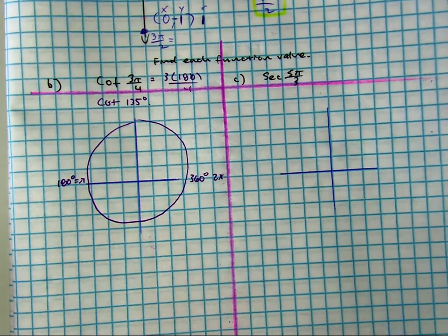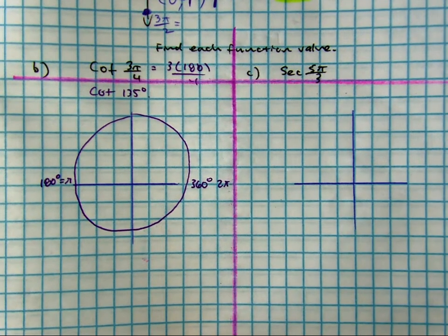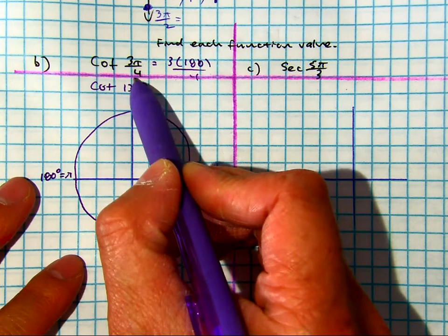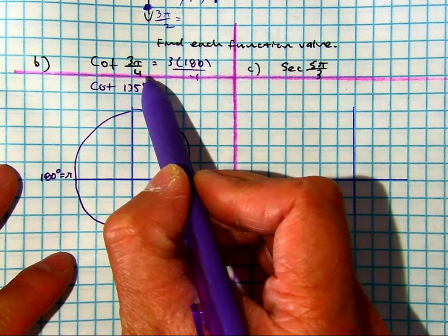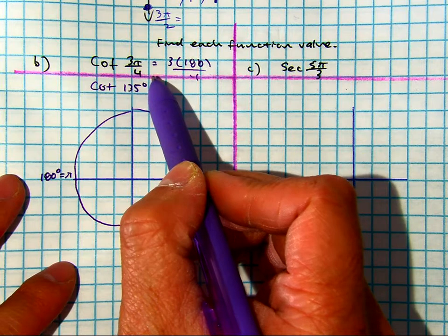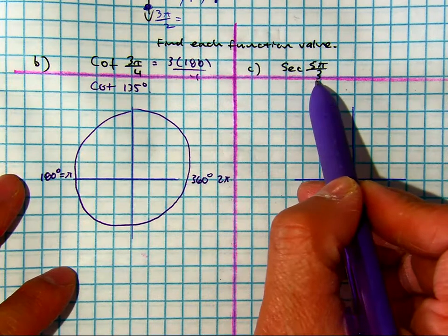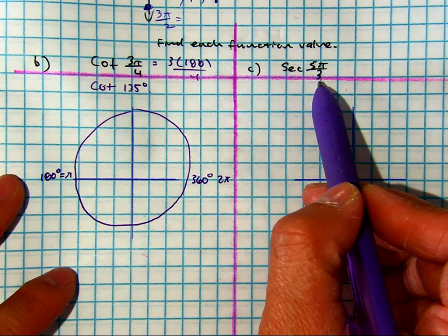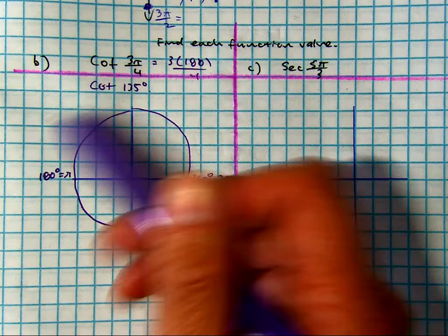Watch this. If I look at the fractions, the radians, if it's a denominator of 4, it's going to be a 45, 45, 90 special right triangle. If it's a denominator of 3, it's going to be a 30, 60, 90 special right triangle. Watch as I do this problem. So 135 degrees is past 90.